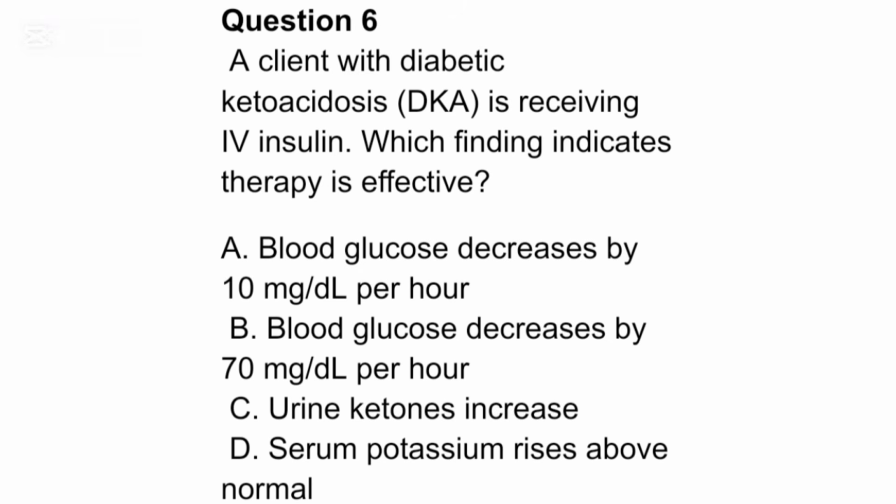Question 6. A client with diabetic ketoacidosis, DKA, is receiving IV insulin. Which finding indicates therapy is effective? A. Blood glucose decreases by 10 milligrams per deciliter per hour. B. Blood glucose decreases by 70 milligrams per deciliter per hour. C. Urine ketones increase. D. Serum potassium rises above normal.